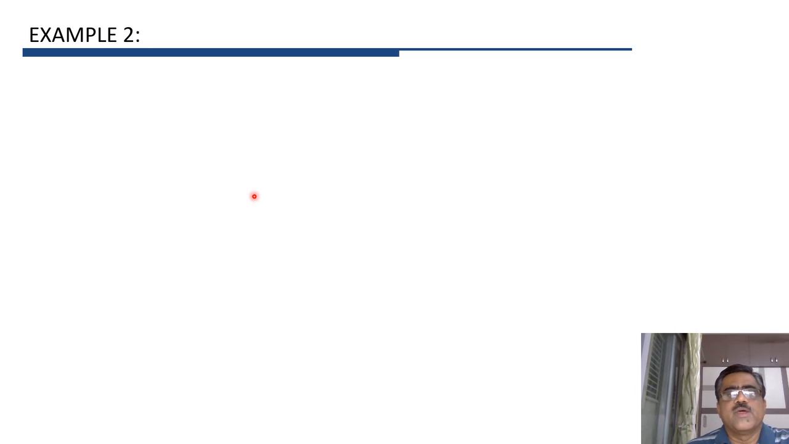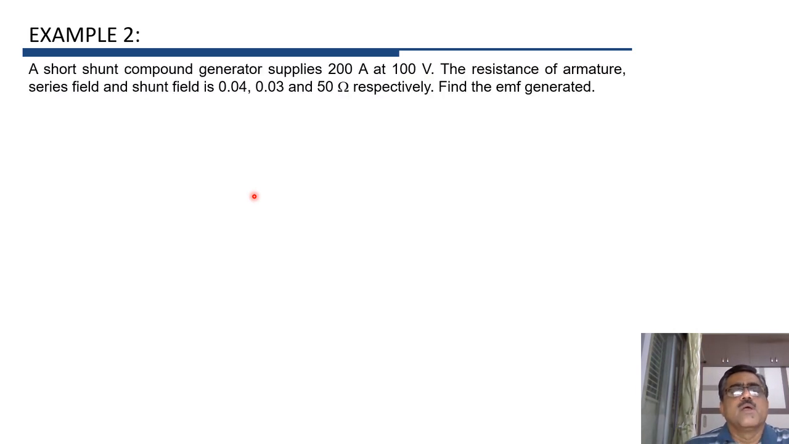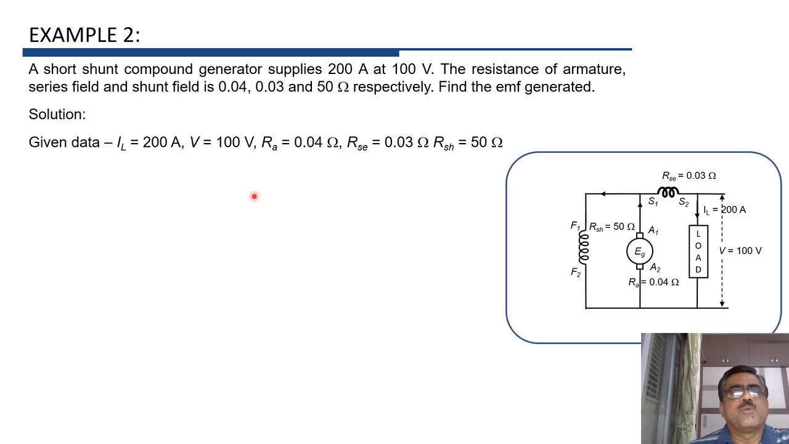Let us solve the next example. A short shunt compound generator. So the type of generator is short shunt type. It supplies 200 ampere, means load current IL is 200 ampere. This current flowing through the load is 200 ampere at 100 volt, means terminal voltage V is equal to 100 volt.